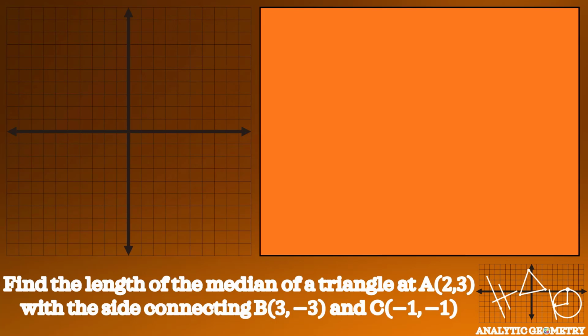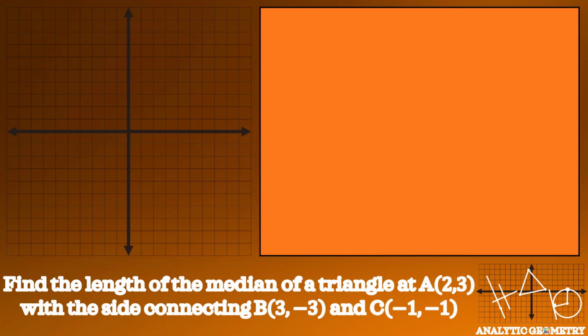Find the length of the median of a triangle at A (2, 3) with a side connecting B (3, -3) and C (-1, -1). Before we start talking about what the median is, let's try to plot these 3 points in this Cartesian plane where the horizontal axis is our x and the y-axis is the vertical, and each grid is one step.